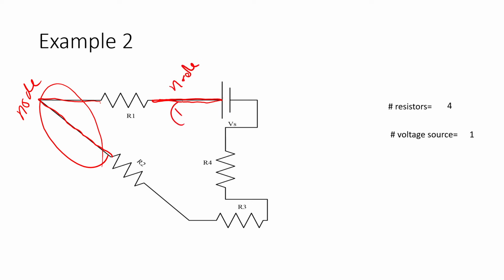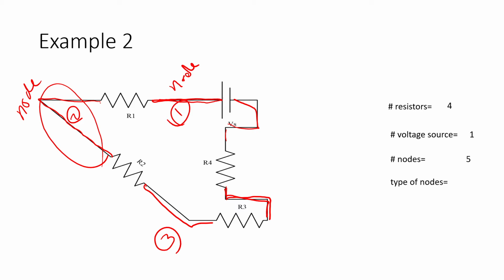So this is node number 1, this is 2, and this another node, I will label it as node 3, node 4, and node 5. Remember, a node connects between two electrical elements or more. In this case, only two electrical components, resistor and resistor. So we have 5 nodes. All nodes are S nodes because they connect only two elements.